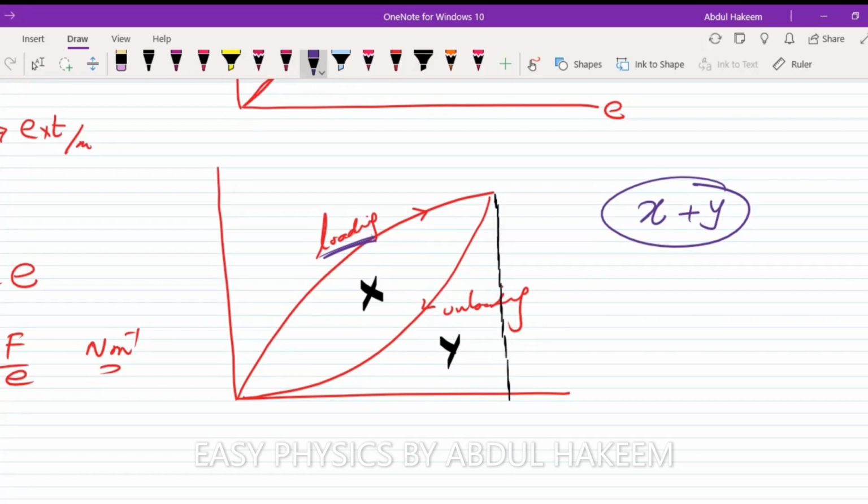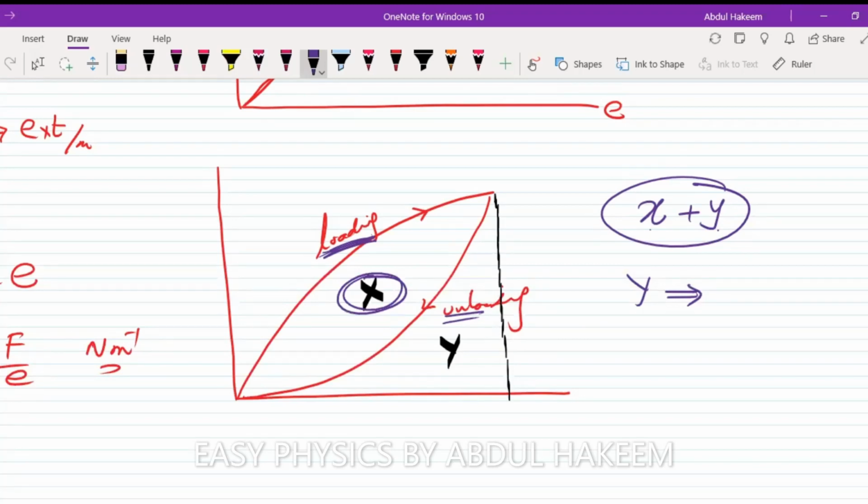And this simply Y, the area under this unloading, is the energy which is released while unloading. And this is loading. X plus Y is the energy supplied, the work done for the loading, for stretching. And Y is the energy which is released during unloading. It means this energy is missing somewhere. This X is not released. It is absorbed by the material. So energy X is the energy which is absorbed by the material as heat energy.